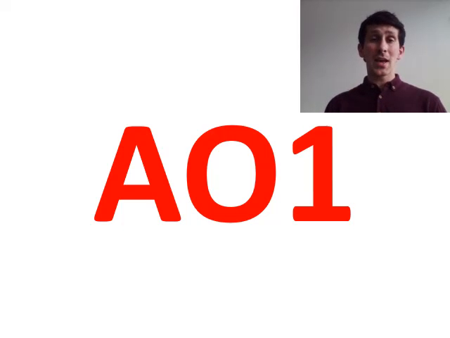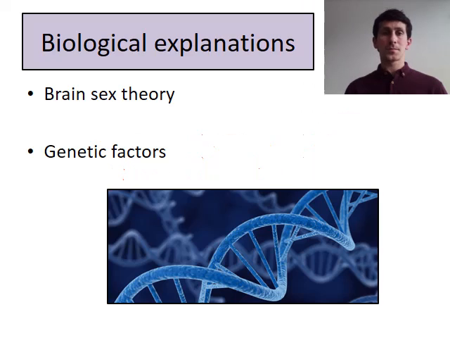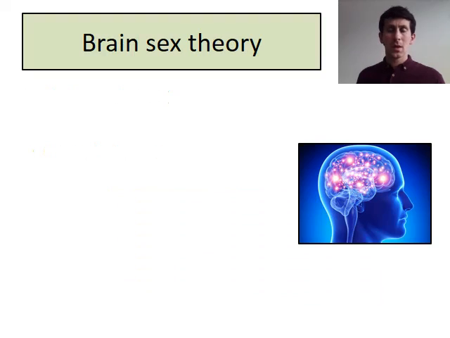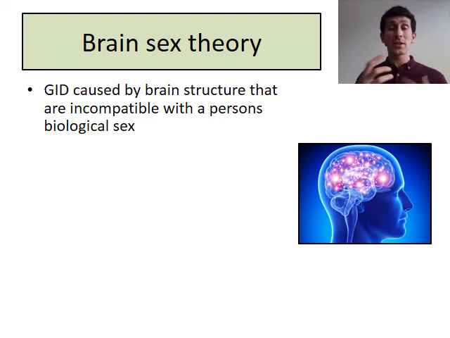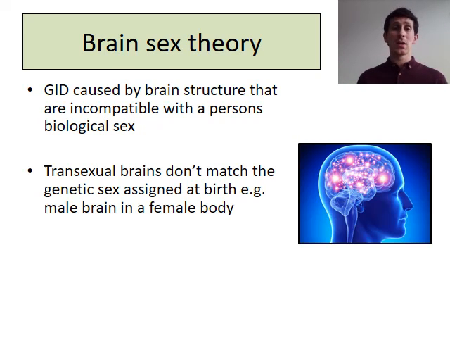Firstly then, we're going to go through the AO1 for the biological theory. And within the biological explanation, we've got two main approaches. We've got the brain sex theory, and also that gender identity is caused by genetic factors. So we're going to look at both of these. The brain sex theory states that gender identity disorder is caused when your brain structure is incompatible with a person's biological sex. And by that I mean a transsexual, for example, their brain doesn't match the sex they were assigned at birth. So you may have been born female, but you've got a male brain.